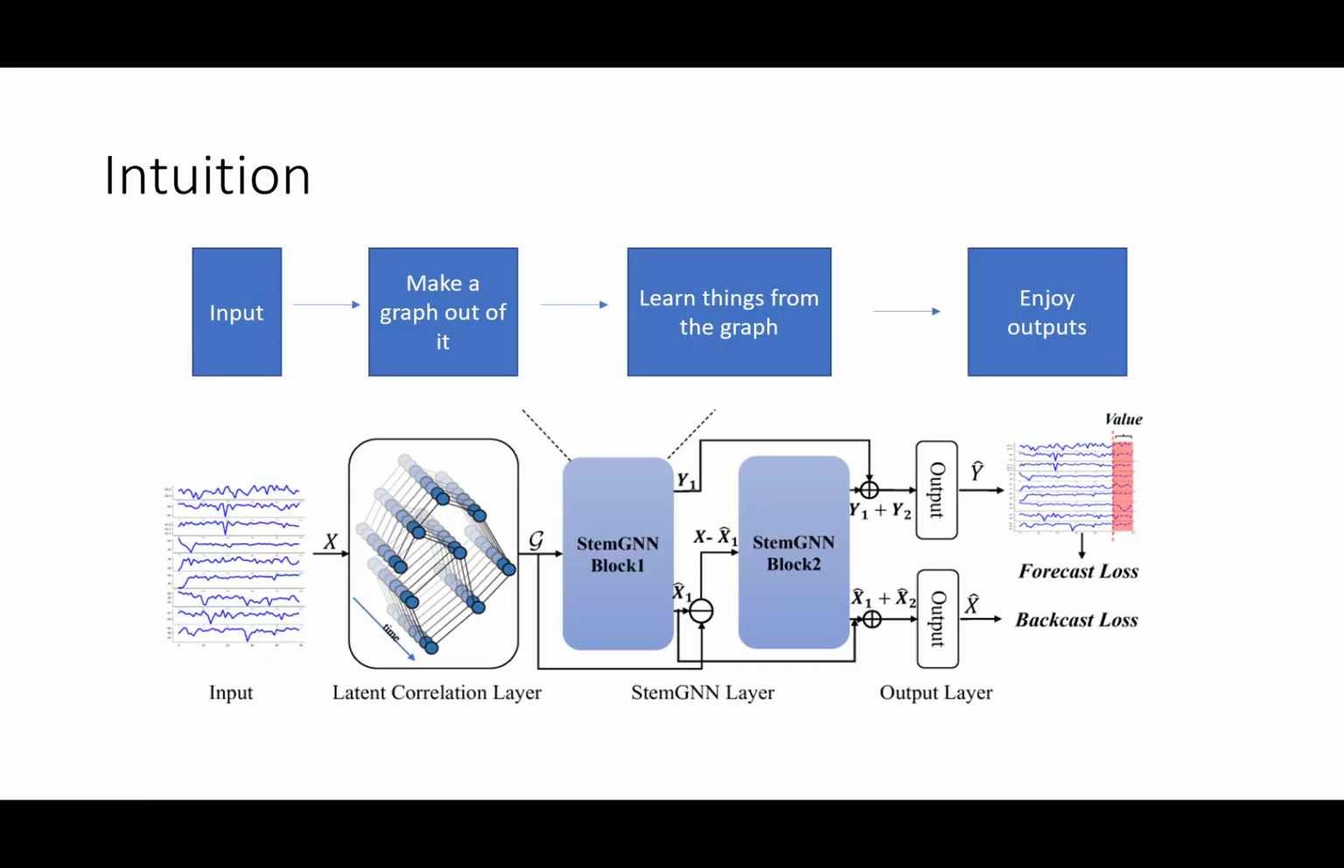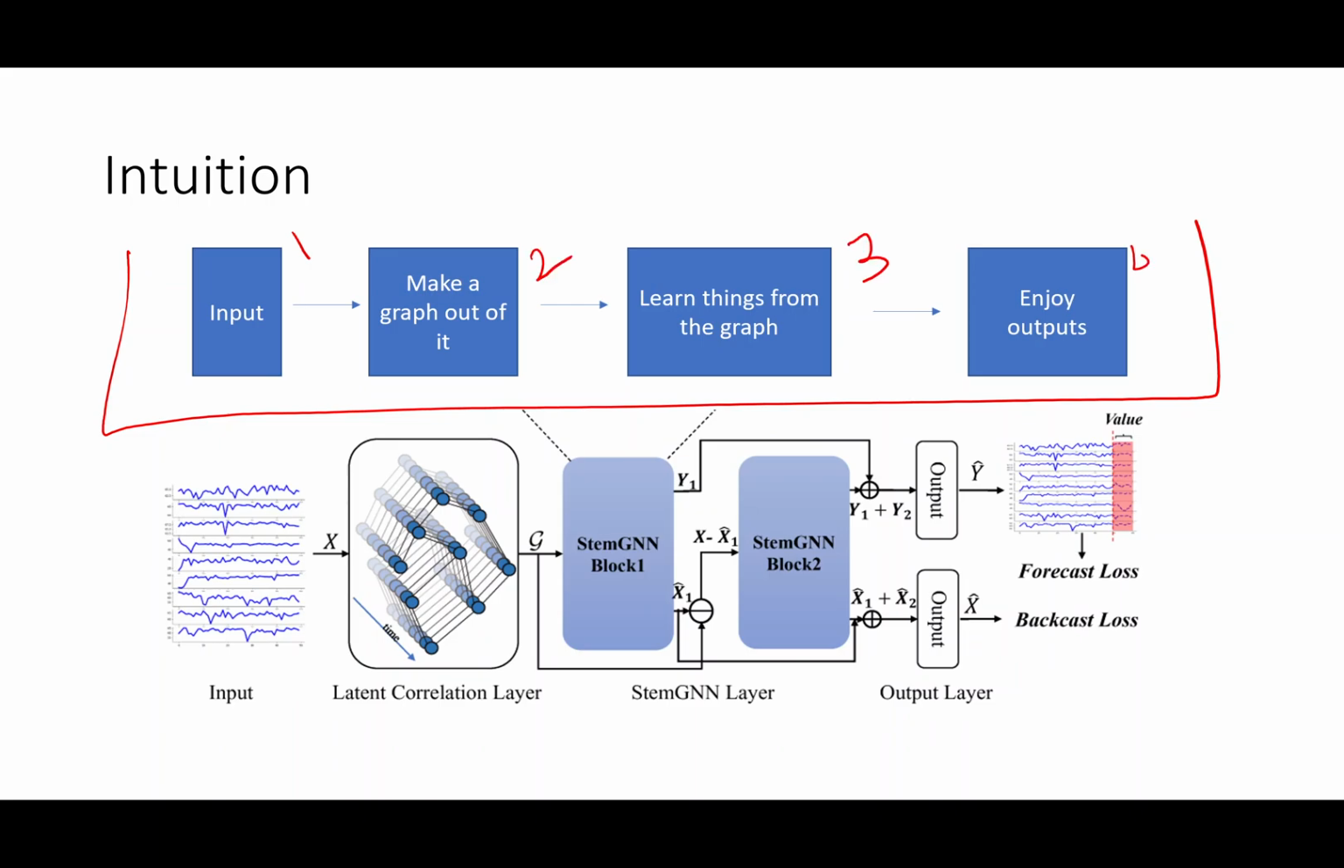So here's the intuition. Let's focus on only the top half of this page for now. We'll have an input. We'll make a graph out of that input. We'll learn things from the graph. And from those learned things, we're going to enjoy the outputs. So this is a 1, 2, 3, 4-step process. I mean, hardly one, but it's a 4-step process.